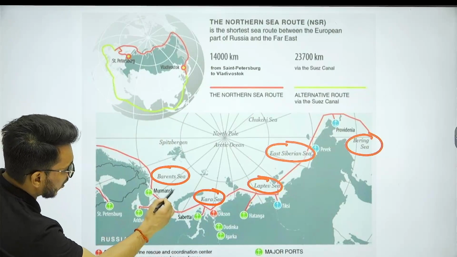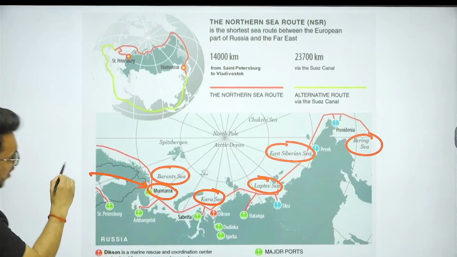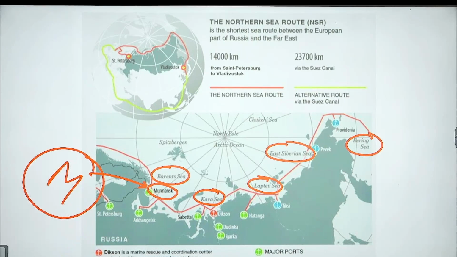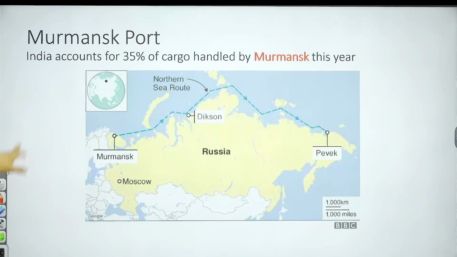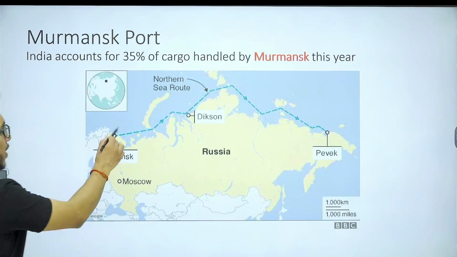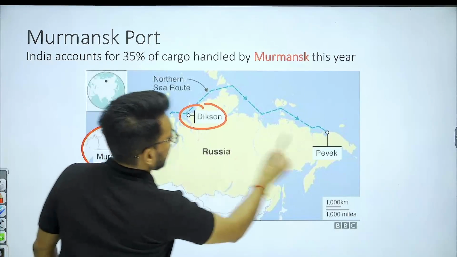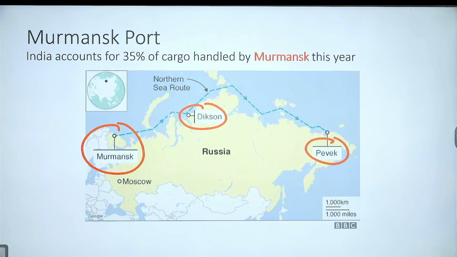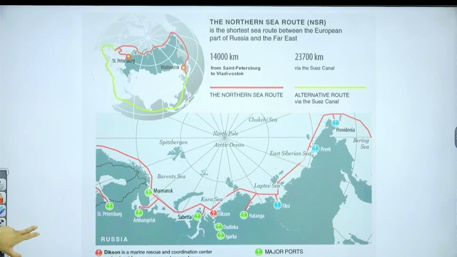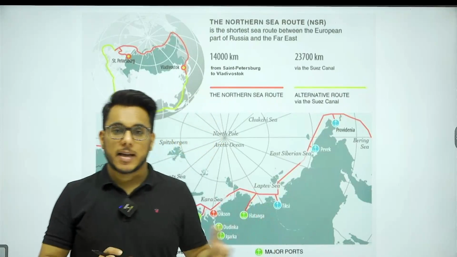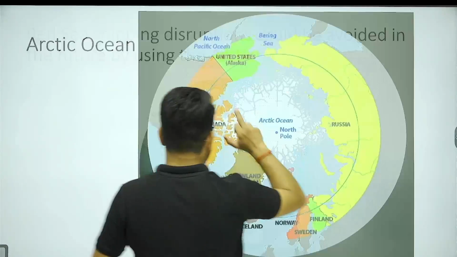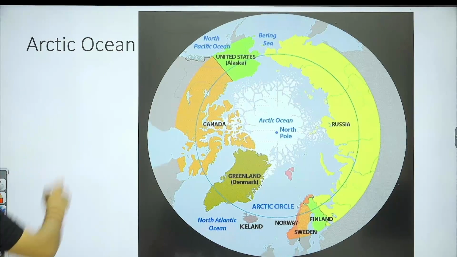And here the Murmansk port is there, where 35% of cargo is either India-bound or coming from India. So Murmansk is one of the important ports. The other important ports along with Murmansk are Dixon and Pevek. I hope you have understood it. With the help of the Northern Sea Route, Russia can avoid the Suez Canal as well as the Red Sea area. Now moving on to the next one, that is the Arctic Ocean.